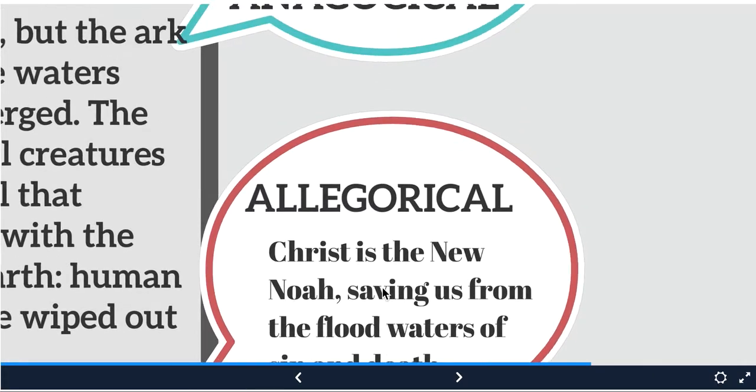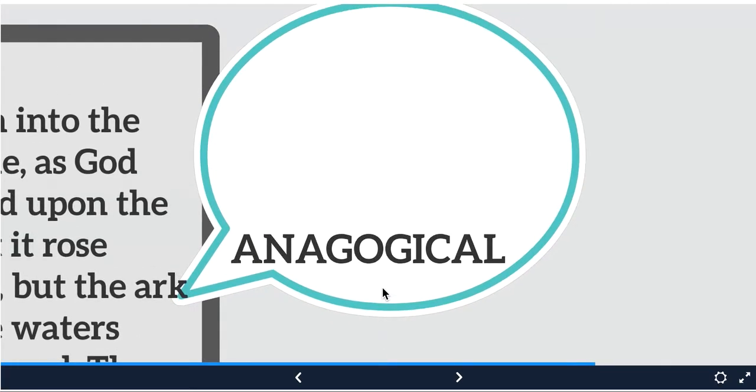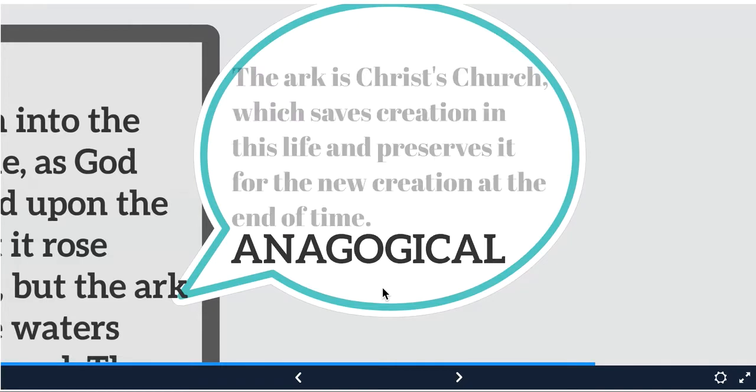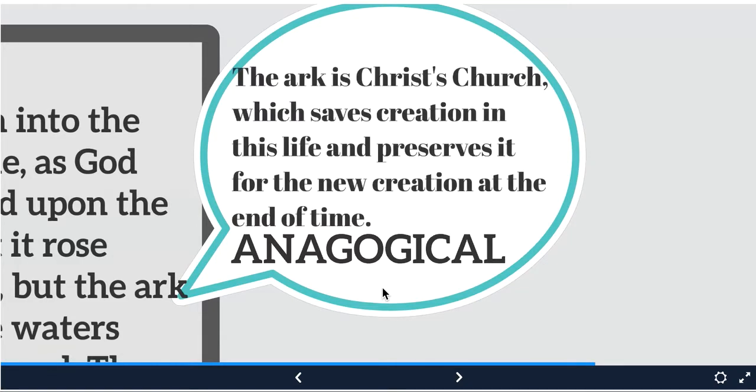Then the last one, anagogical meaning. Where's the church in this? And the church was the boat all along, the ark. The ark is Christ's church, which saves creation in this life, preserves it for the new creation at the end of time. So, if you're a part of the church, you're on the ark. And if you're on the ark, you're trying to bring everyone else onto the ark. That's the anagogical meaning.